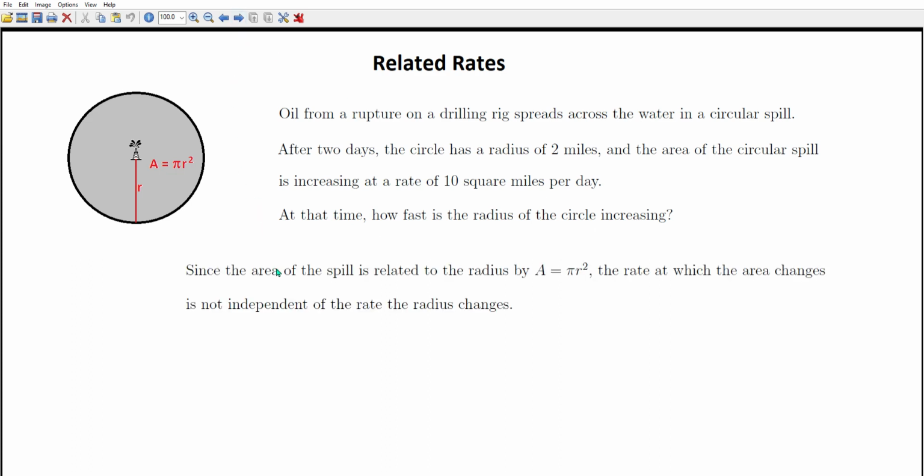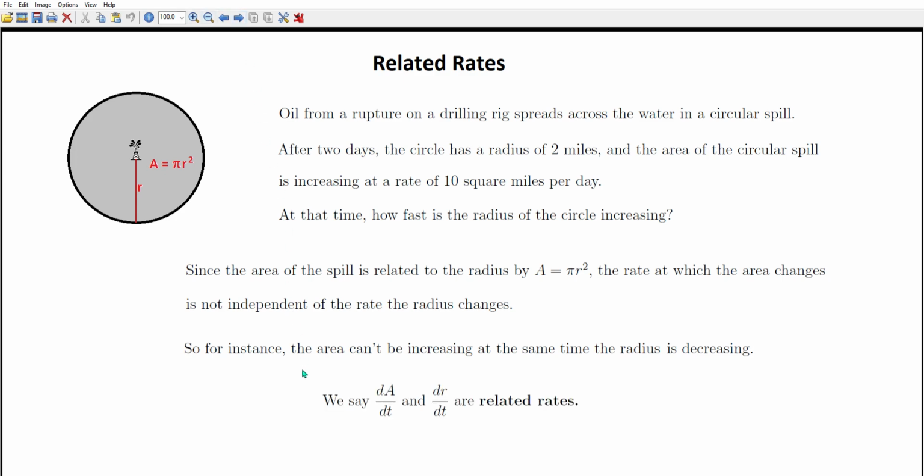Now, since the area of the spill is related to the radius by A equals pi r squared, the rate at which the area changes is not independent of the rate the radius changes. So for example here, if the area is increasing simultaneously, you cannot have the radius decrease because then this formula wouldn't be right. So we say in such a situation, dA/dt, which is the time rate of change of the area, and dr/dt, which is the time rate of change of the radius, are related rates.